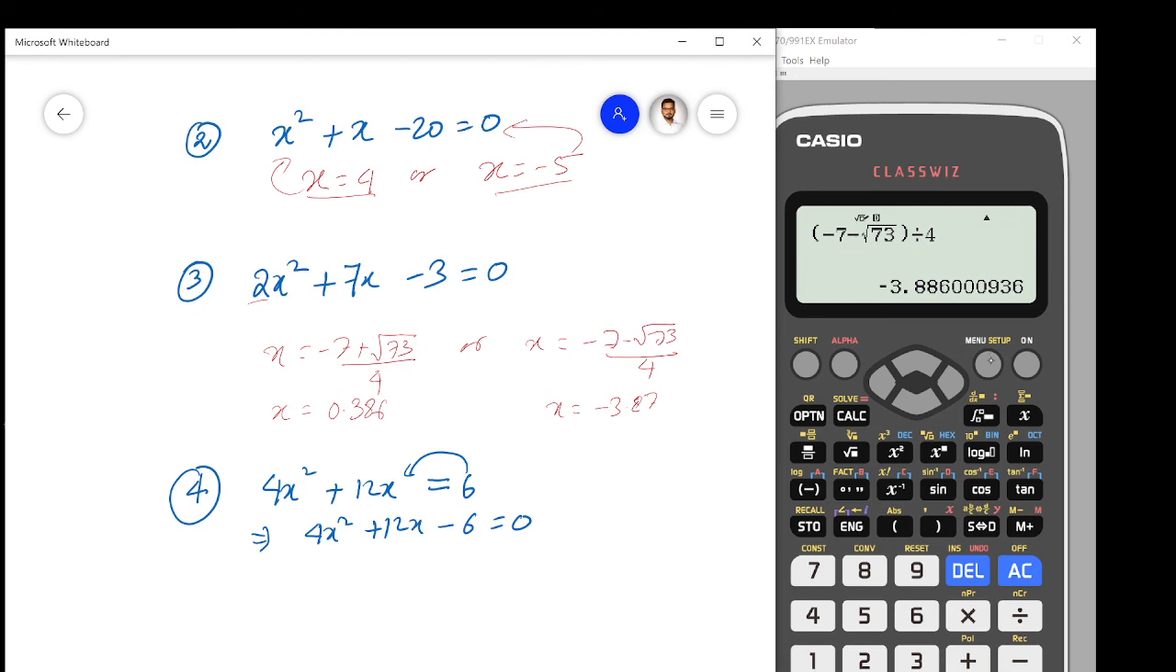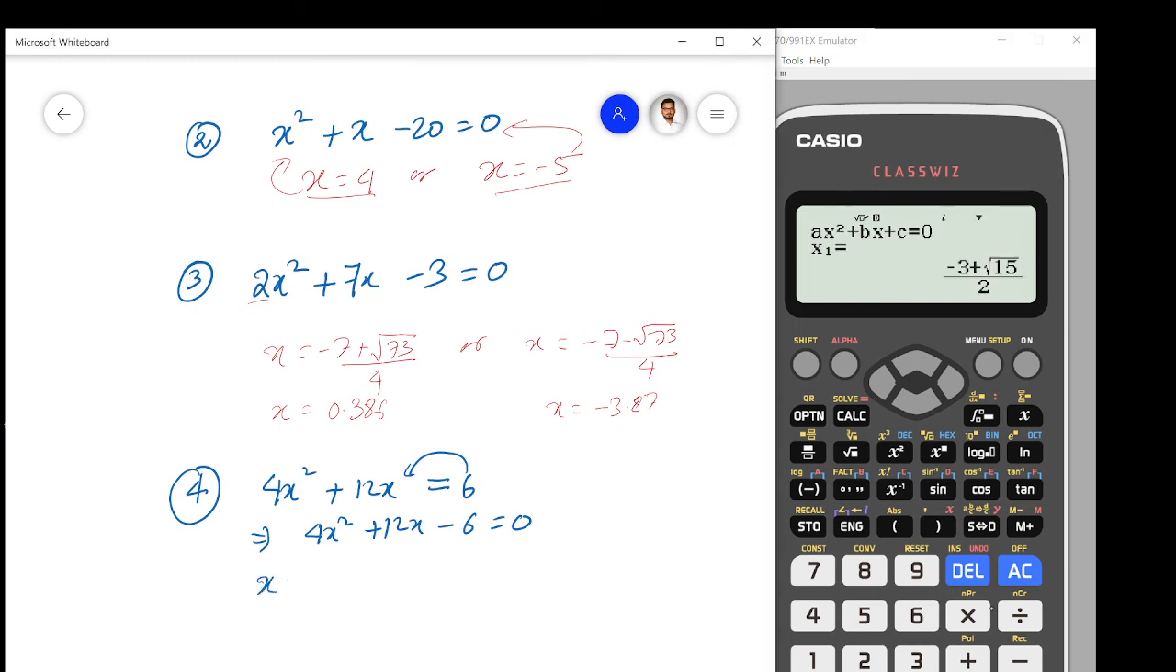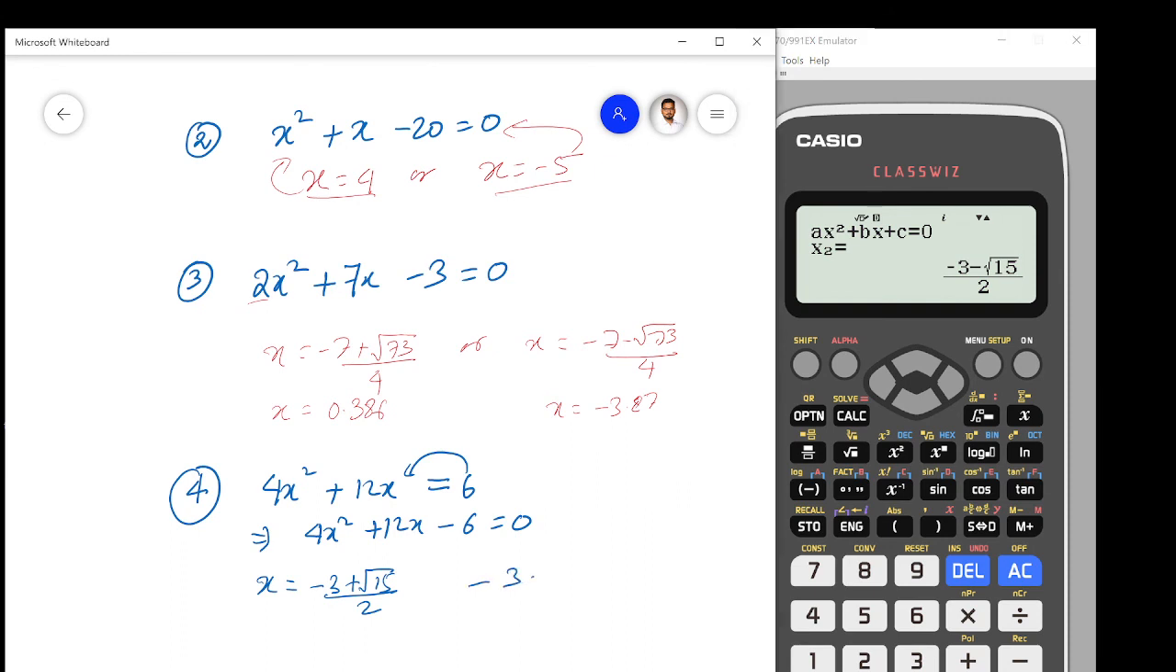And how can you do that? Press the menu button, go for equation and function. We are using polynomial solver. The degree is 2 since we are having a quadratic, so press 2 and put in the coefficients. The coefficient of x square is 4, the coefficient of x is 12, and the constant term is negative 6. Press enter. That's my first answer, which is x is equal to negative 3 plus root 15 over 2. And my second answer is negative 3 minus root 15 over 2.